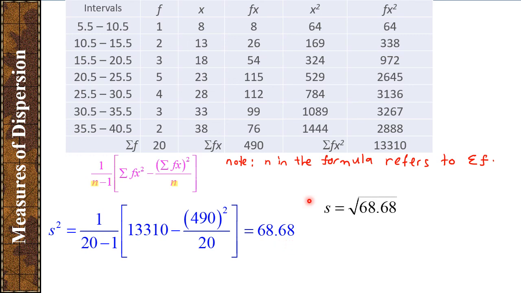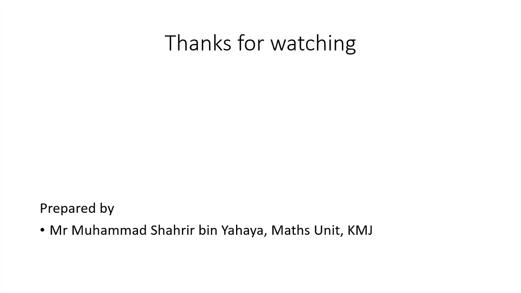Then we square root the value of the variance, and we get the standard deviation. Remember, for standard deviation, as I said in the previous example, we give the answer in 3 decimal places, that is 8.287. Right, I think that's all for the examples on finding variance and standard deviation.